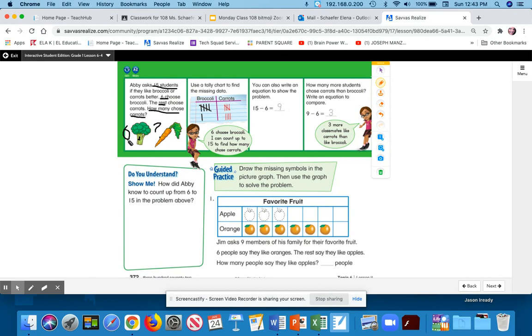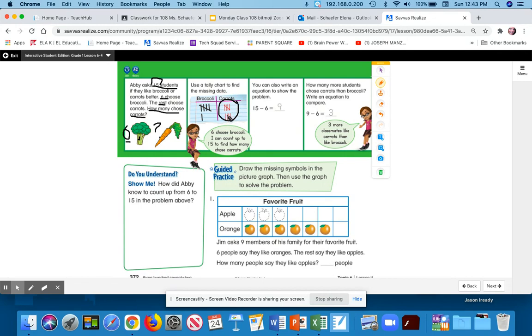So think about it. We know 6 people like broccoli, so I'm going to make my tallies: 1, 2, 3, 4, 5, 6. Now, to find out how many want carrots, you have to think about how many people were asked. How many? 15. So we can count on. We can put 6 in our head and count on until we stop at 15. So it's 6, 7, 8, 9, 10, 11, 12, 13, 14, 15. Stop.